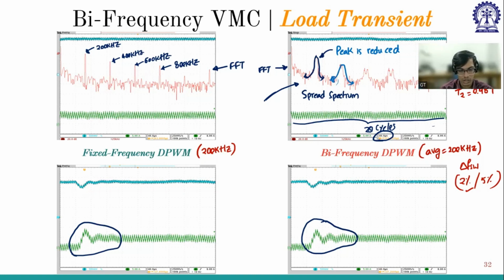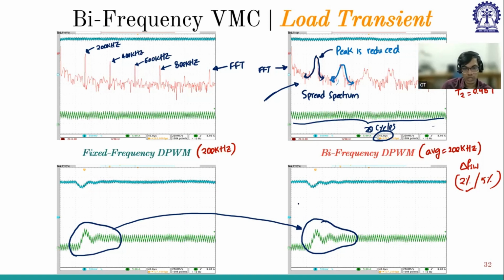Then, sir, what is the maximum delta FSW we can go? Again, yes. So if you increase delta F more, then this effect will be increased. So the controller which you have designed for 200 kilohertz may not be exactly giving you the expected transient response for the other case. So this effect will significantly increase.